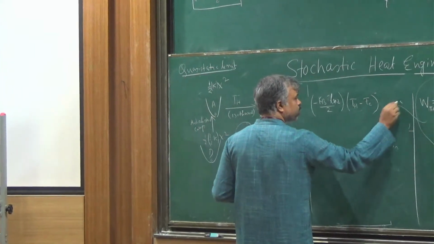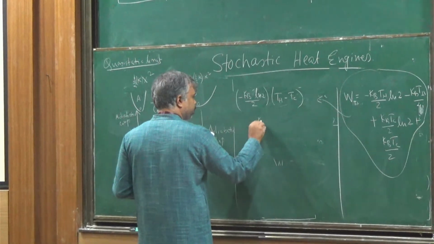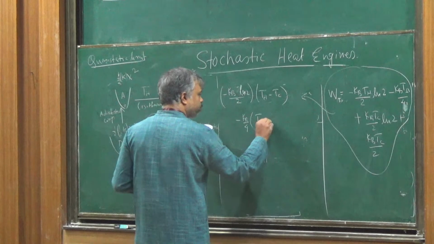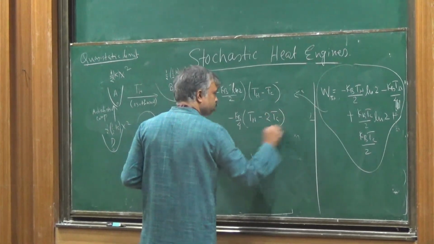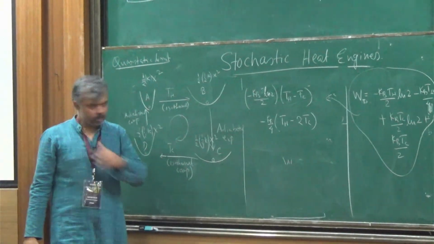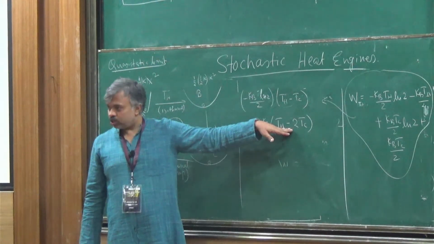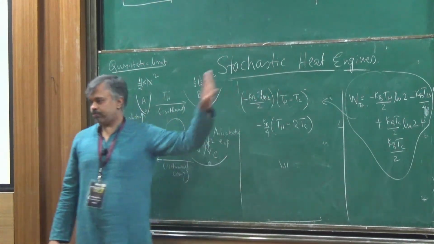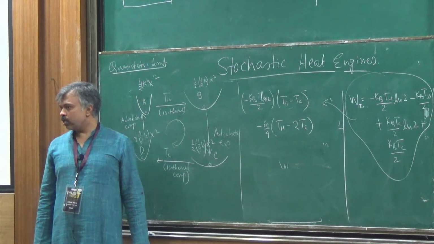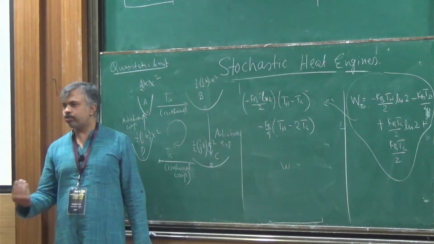So this is from here. Okay, this is one part. The other part is minus kB/4 (TH minus 2 TC). So this part is always negative. This part can be positive and make the whole thing positive. It's a possibility. You can calculate the bounds, when it becomes negative and when it becomes positive.